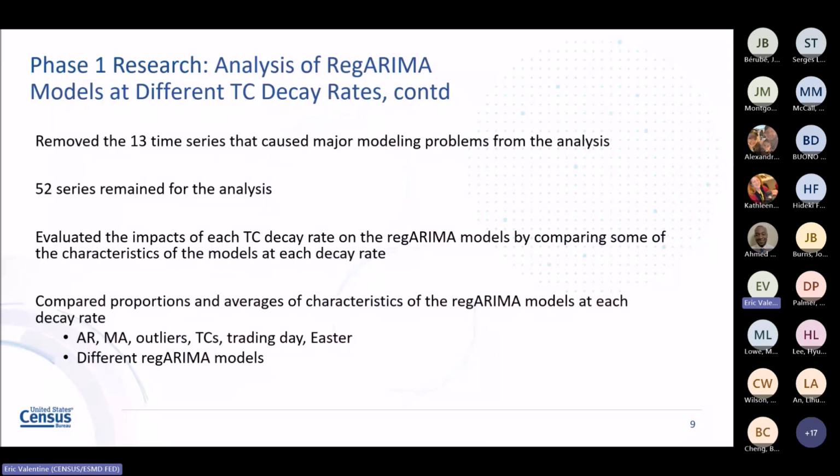I chose to remove the 13 time series that caused major modeling problems from the analysis, leaving me with 52 series. From there, I evaluated the impacts of each TC decay rate on the regular models by comparing some of the characteristics of the models at each decay rate. So I started off by looking at the proportions and averages of some of the characteristics of the models at each rate.